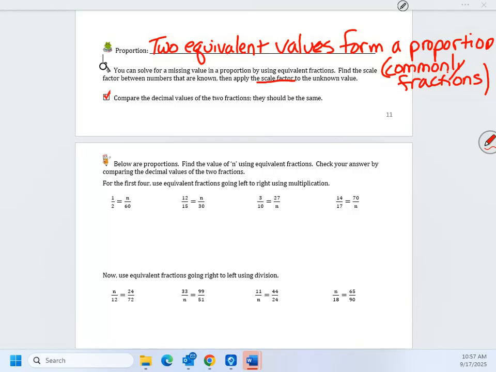Okay. So it's what you're doing to the top and the bottom. If it's the same thing, we call it the scale factor. Multiplying top and bottom by 2, multiplying by 3. That's the scale factor. So now let's compare the decimal values of the two fractions. In a proportion, they are equivalent. So you know your answer is right if the decimals are the same. Just like when we did equivalent fractions, proportions are the same thing. Find that decimal for each side and you'll know if you are right.